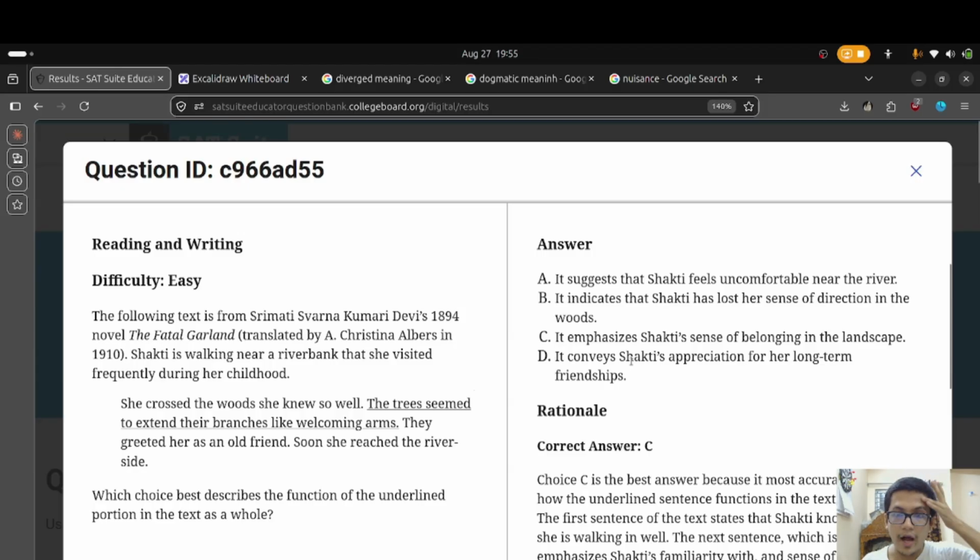It will not be option D because we need to focus on which sentence is dashed, not the other sentence. So the sentence dashed is that extend their branches like welcoming arms. Whenever you go somewhere where you feel welcomed, it means you belong there. You will not feel you belong anywhere if they do not accept you cordially. So that's the solution here.